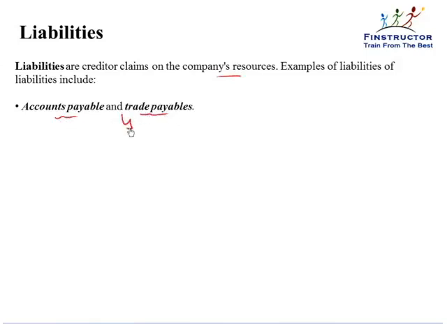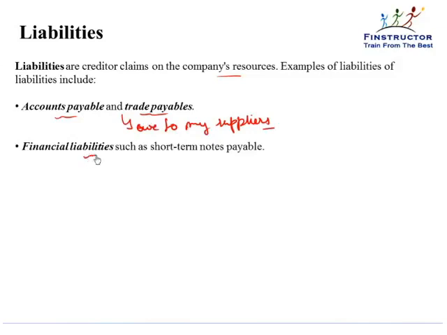These are amounts that I owe to my suppliers. So if I have purchased the materials but haven't yet paid my suppliers, that would be represented on the balance sheet as a payable. Financial liabilities like short-term debt or short-term notes payable are very common.